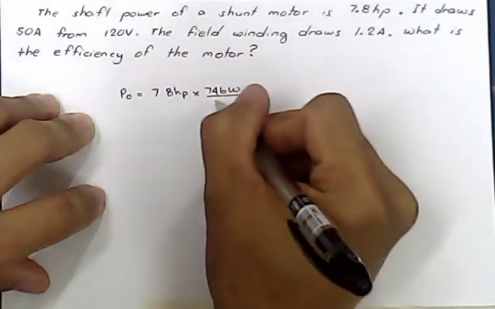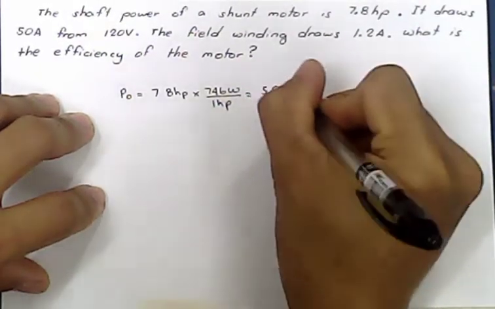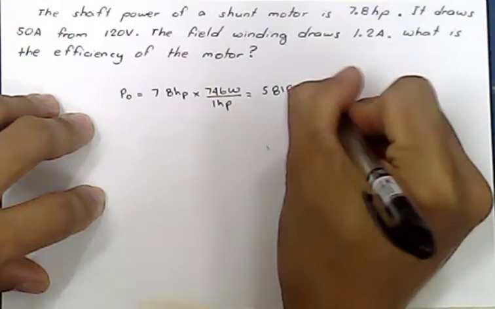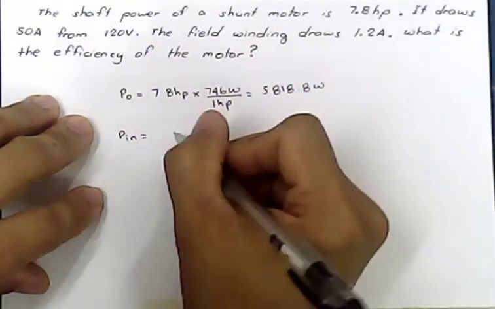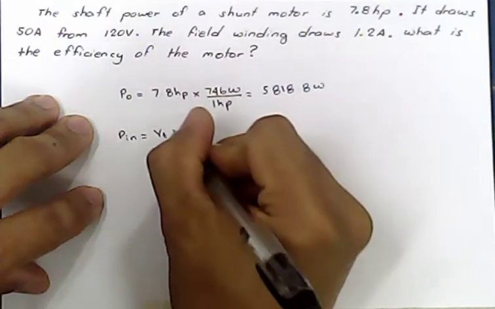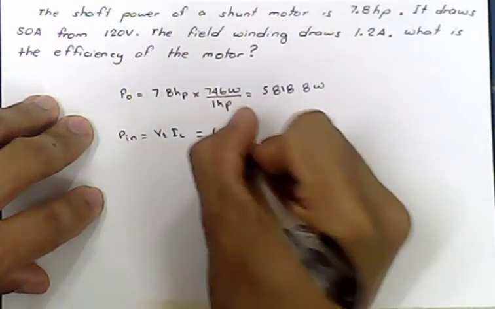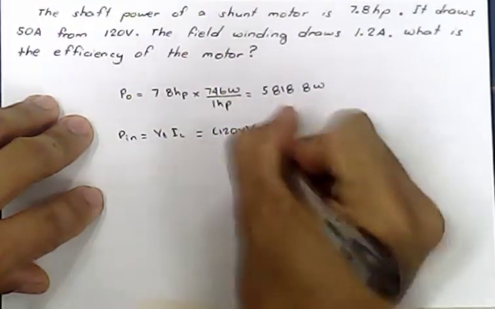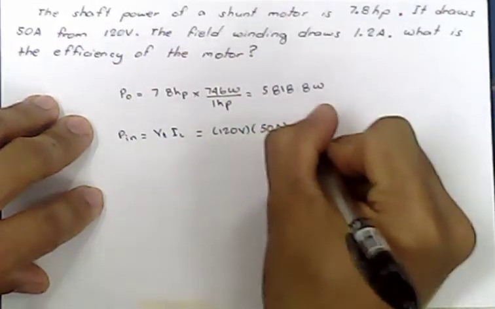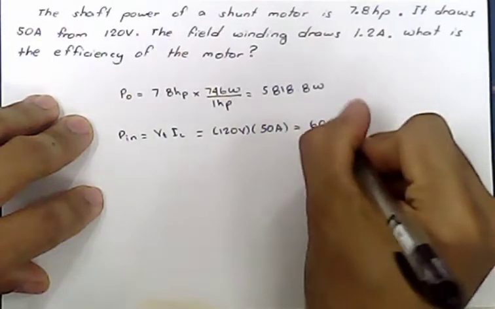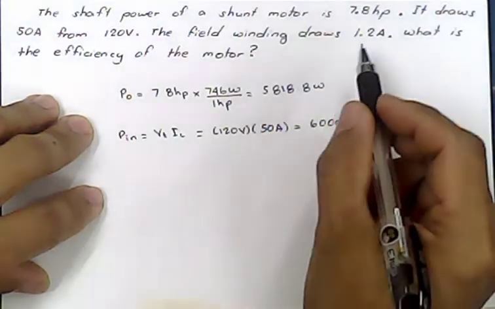746 watts in 1 horsepower. This is 5,818.8 watts. For the power input, terminal voltage times the line current. Ang terminal voltage is 120 volts and the line current is 50 amperes. This is 6,000 watts. Kung tatanungin niyo siguro, saan gagamitin yung 1.2 amperes?